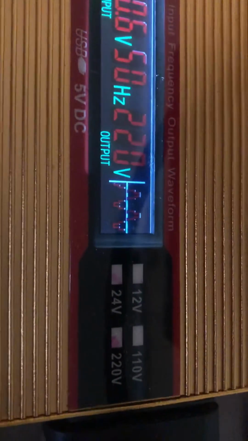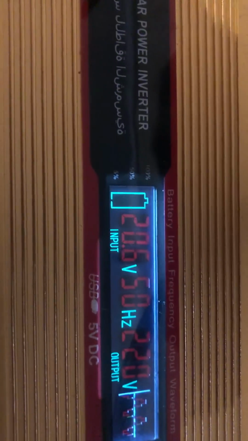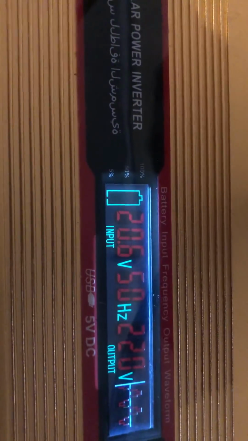This is my inverter. It's converting from 24 volts DC to 220 volts AC. Okay, so at the moment on this, you can see that both batteries together are only giving us 20.6. If these batteries were much better in life, they should be giving us 24 to 26 volts.